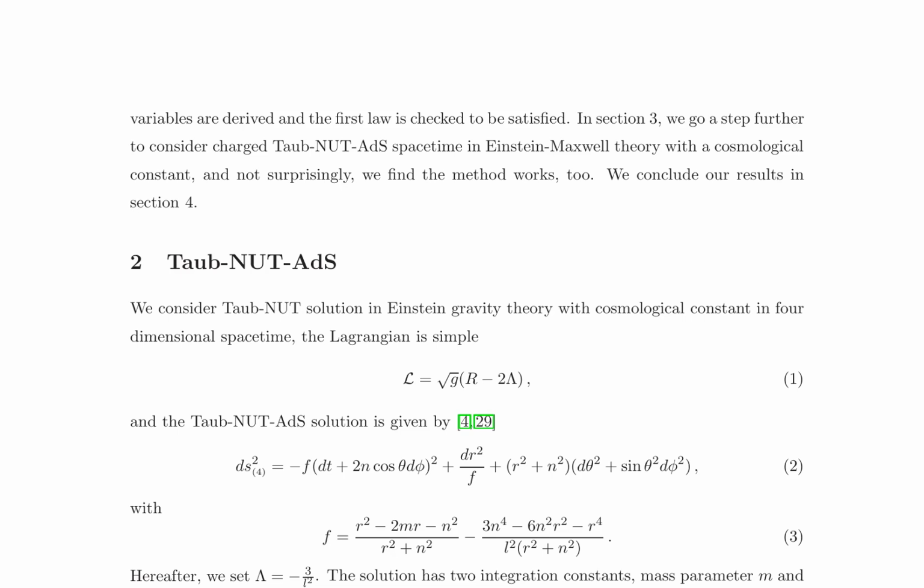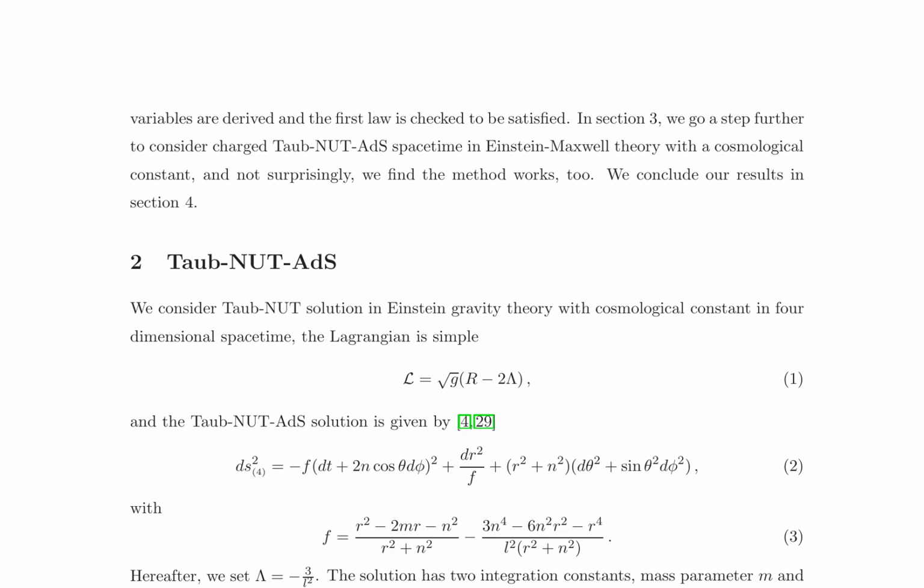Here is the combined summary. The authors consider the Taub-NUT-AdS spacetime in Einstein-Maxwell theory with a cosmological constant. The Lagrangian is given by equation 1, and the Taub-NUT-AdS solution is presented in equation 2, with the metric function f given by equation 3.